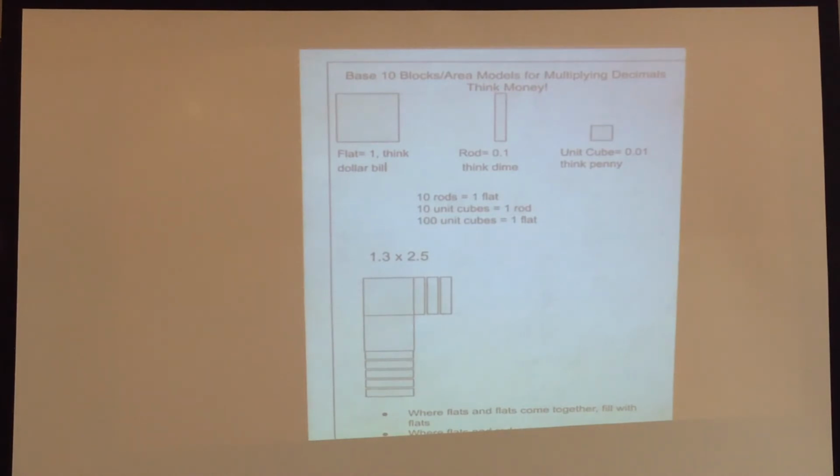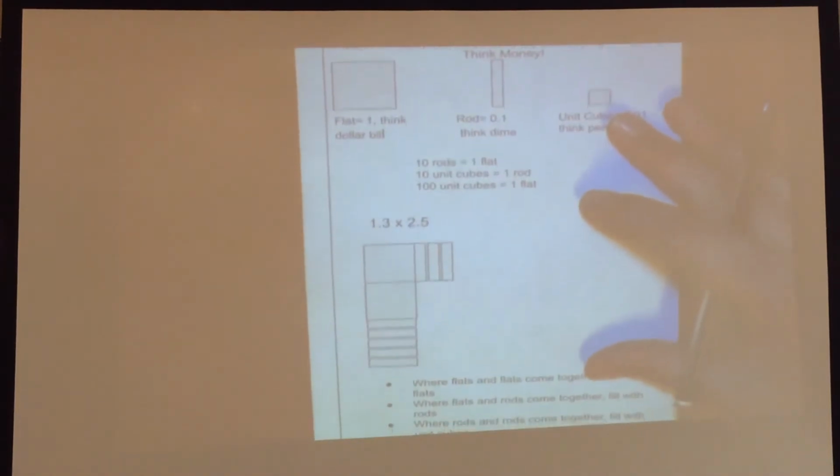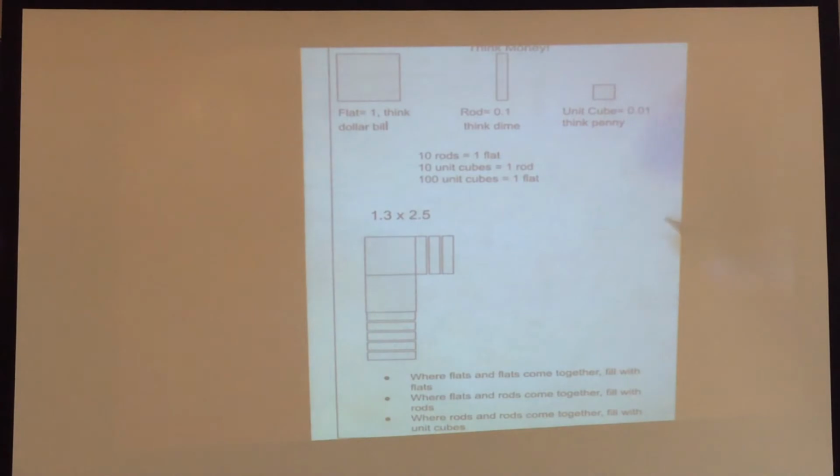How many pennies does it take to make $1? 100. So how many unit cubes would it take to make a flat? 100. And then 10 rods. So you're going to need to draw in here. We have made an area model with base 10 blocks.